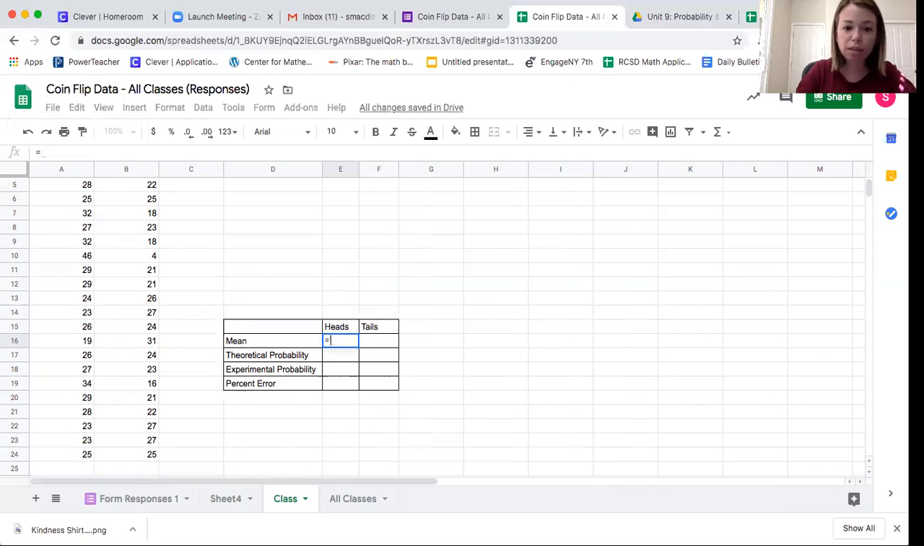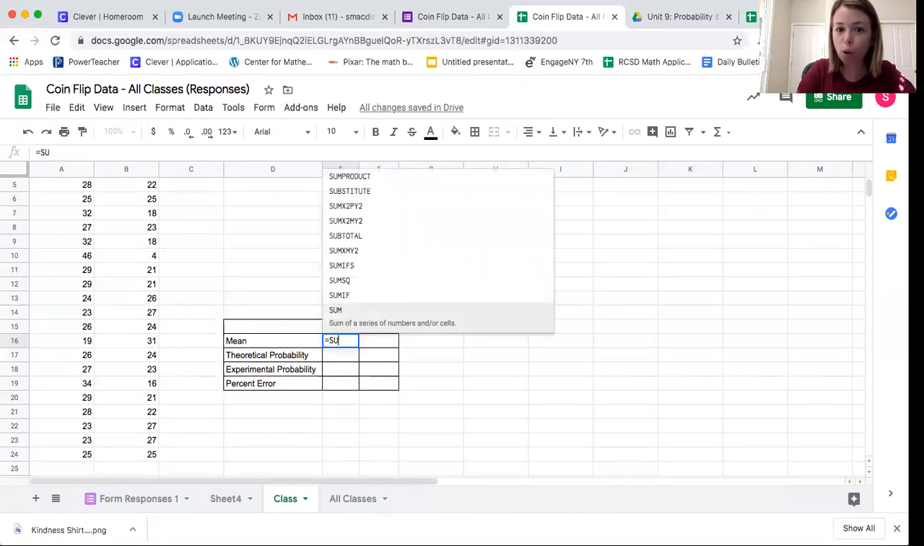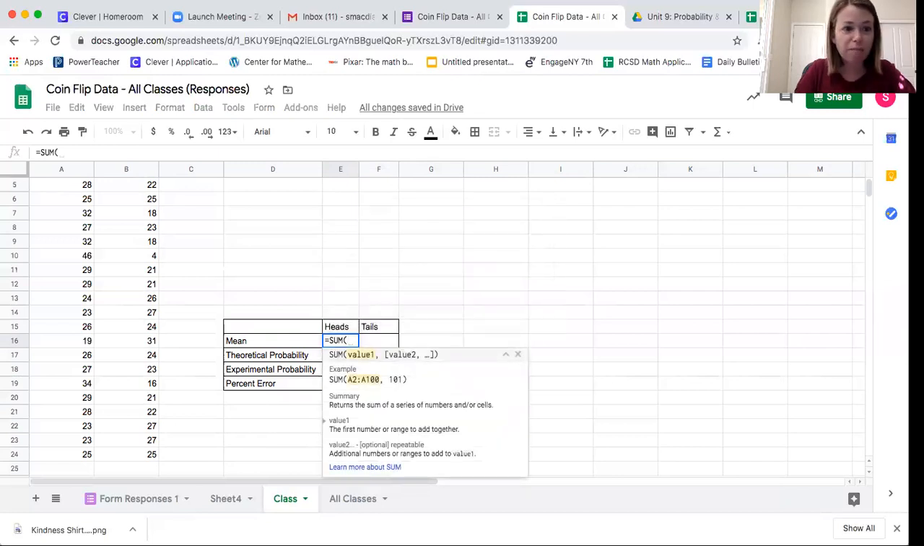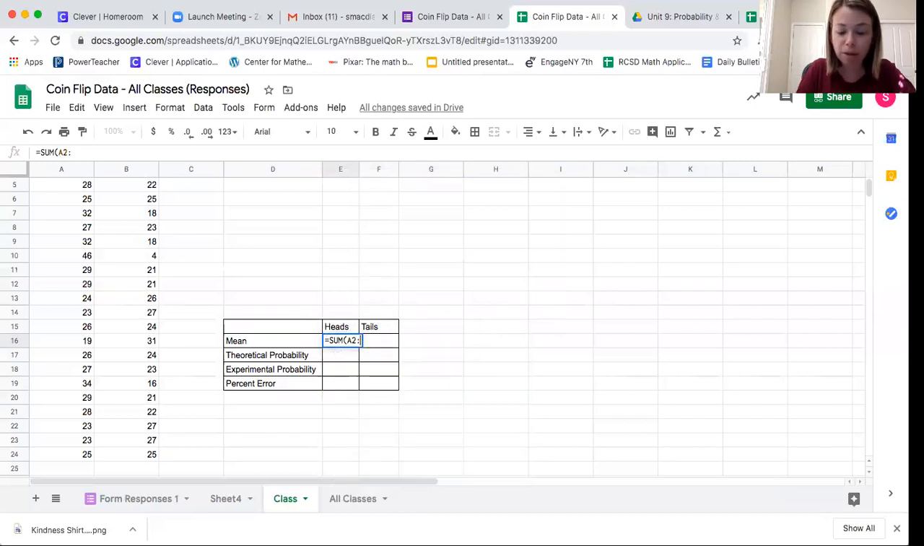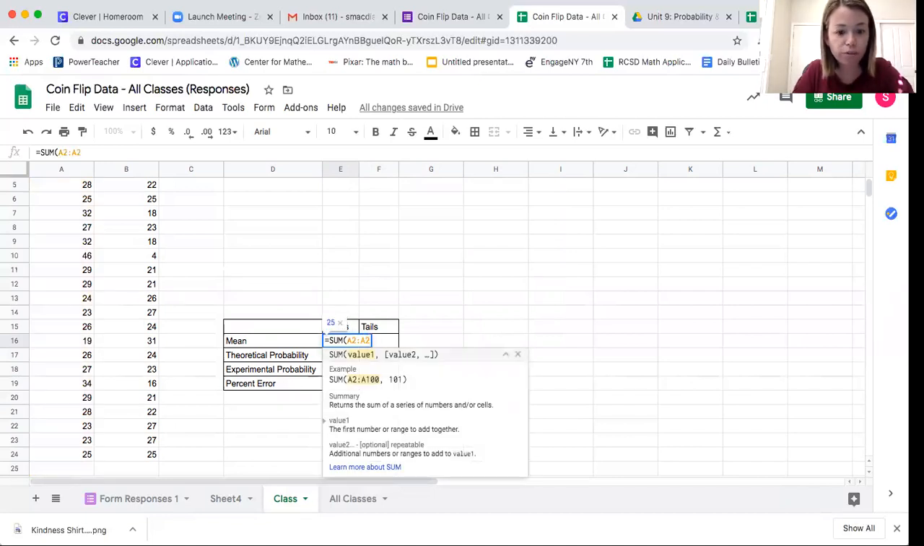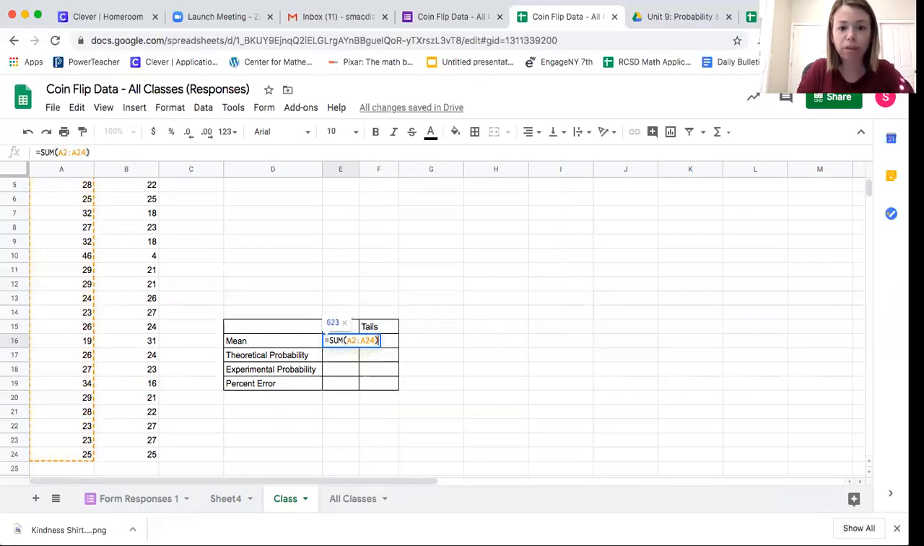So I'm going to put equals. When I want to add up a whole bunch of numbers, I type in sum, because it adds everything up. And then I'm going to go A2, because that's the first cell that has our data. I'm going to put a colon, and then I'm going to say A24, parentheses. Now you can see the orange lines around this set of data. That means that whole set of data is being added up.